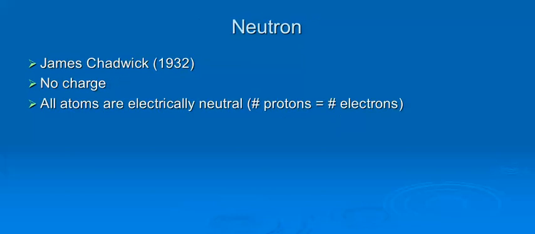Neutrons weren't discovered until 1932. Again, don't worry about the dates, but as a reference, they were about 40 years later than protons and electrons. James Chadwick discovered the neutron. There is no experiment here. Neutrons have no charge, and all atoms are electrically neutral.